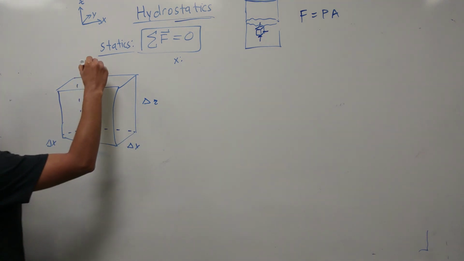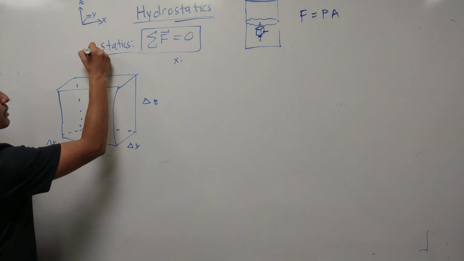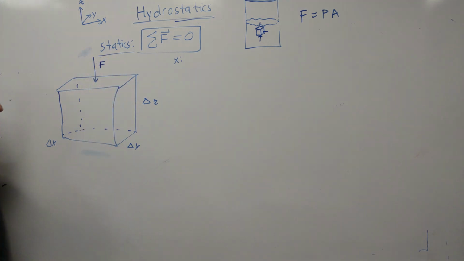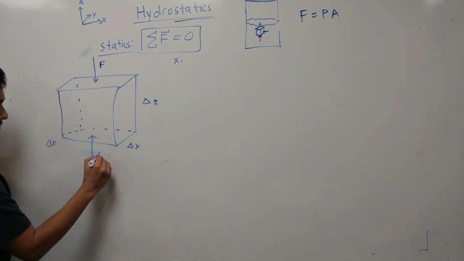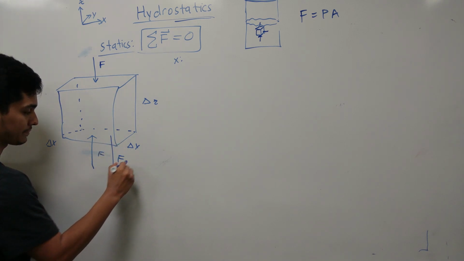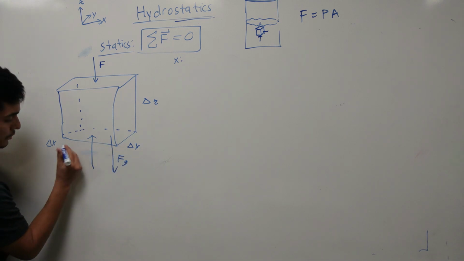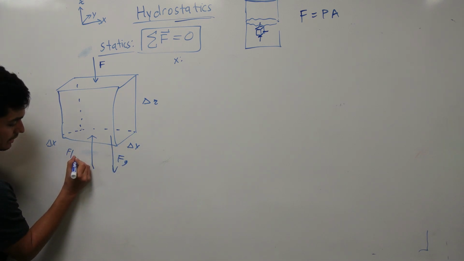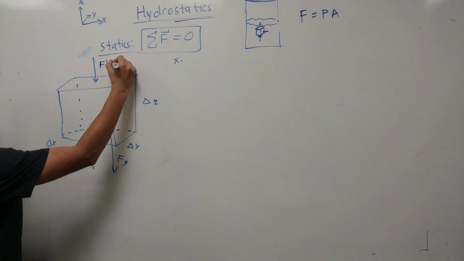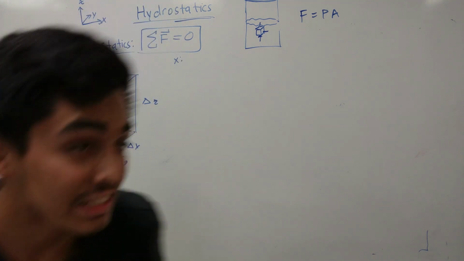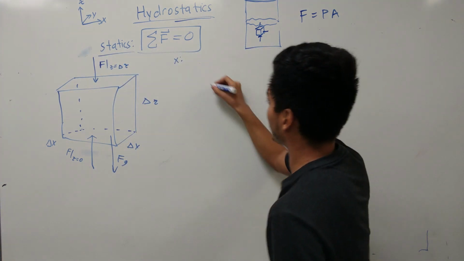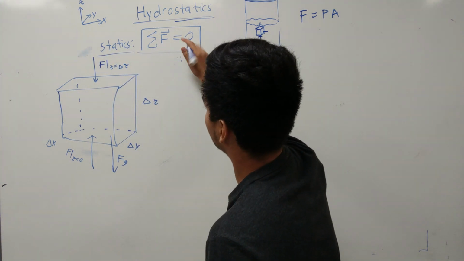Well, there's some force pushing down. So that's a force pushing down right there. There's another force pushing up. And there's gravity, the force of gravity. So this force is going to be at z equals 0. And this force is going to be at z equals delta z. So the summation of forces equals 0. So this is 0 in the z direction now.